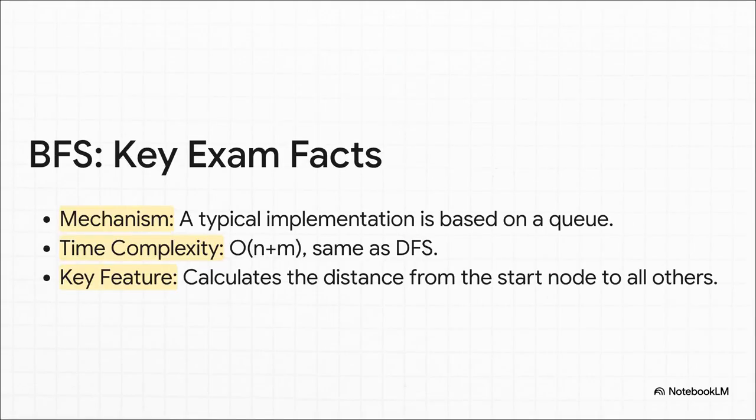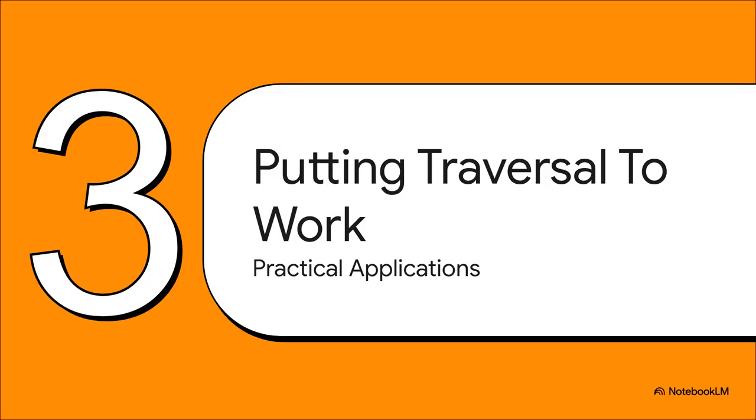Okay, exam facts for BFS. The core mechanism is a queue. Time complexity is the same as DFS, O(n + m). But here it is, the killer feature. Because BFS explores level by level, it is absolutely guaranteed to find the shortest path, in terms of the number of edges between the start node and any other node. This is a huge deal, and it's a classic exam question. Remember that.